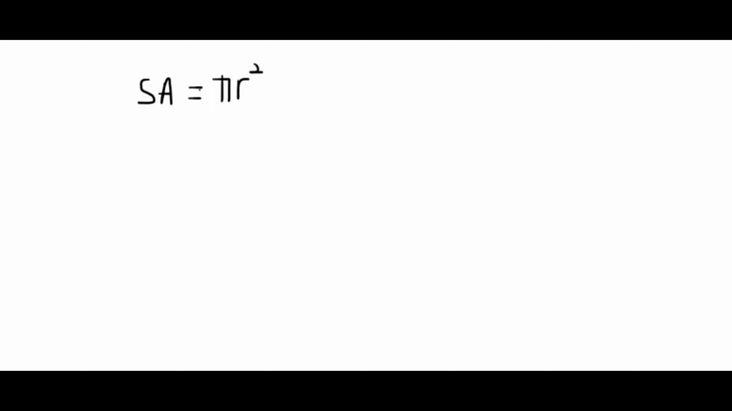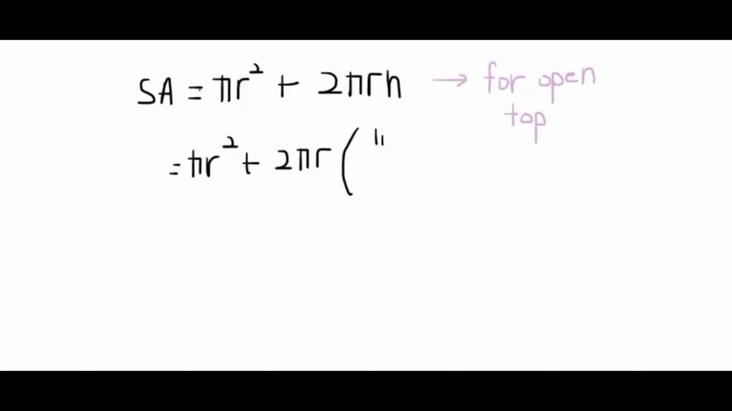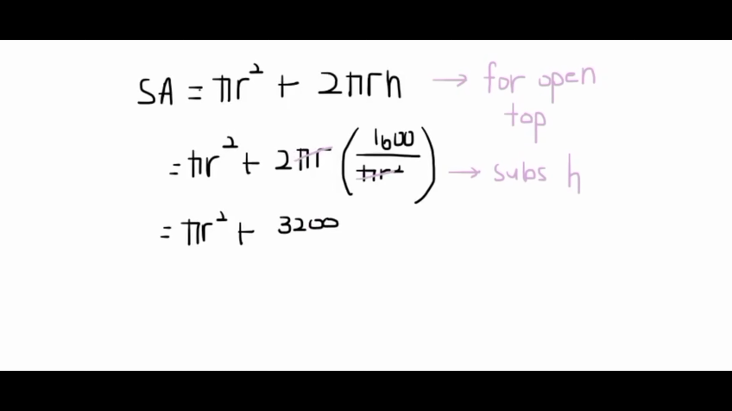To calculate for open top, we use the formula SA equals area of circle plus area of cylinder, which is pi r squared plus 2 pi r h. Then, substitute the value of h in the formula and the answer will be pi r squared plus 3200 over r.